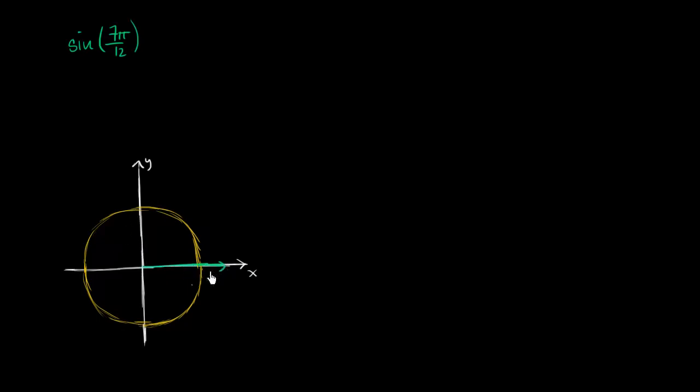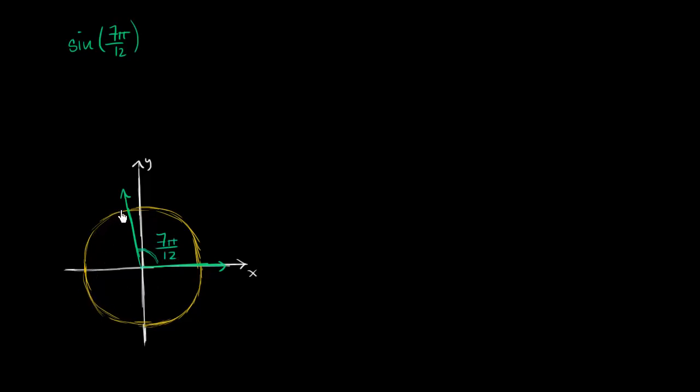So one side of the angle is going along the positive x-axis. And then, if we go straight up, that's pi over 2, which is the same thing as 6 pi over 12. So then we essentially just have another pi over 12 to get right over there. This is the angle that we're talking about. That is 7 pi over 12 radians.